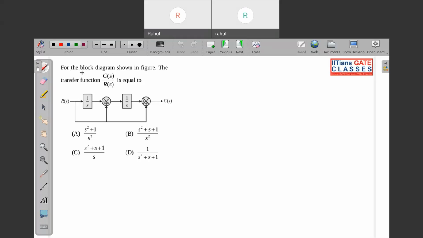Here you can see the first question of block diagram reduction. For the block diagram shown in the figure, the transfer function C(s) by R(s) is equal to what? You need to solve this question. I am giving you 1 minute to solve this question.